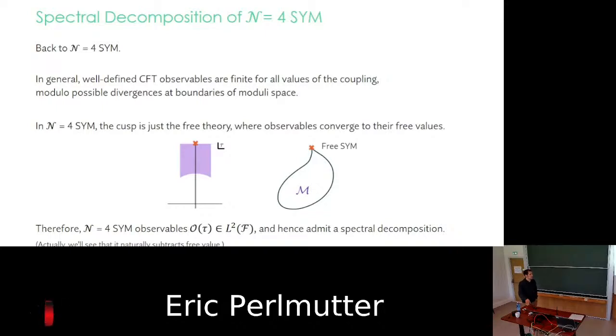So N equals 4 observables are square integrable, SL2Z invariant, and therefore they admit this spectral decomposition. So that's why we can apply this technique to these observables. And actually, we'll see that the decomposition naturally subtracts the free value. So if you were somehow worried that you had some observable which, as you take the free limit, goes to infinity or something, I would say that's not so well defined over all of the moduli space. But in any case, just subtract out the free value and study the renormalized thing. That's still SL2Z invariant. And that's actually what the spectral decomposition sort of does for you automatically. OK.